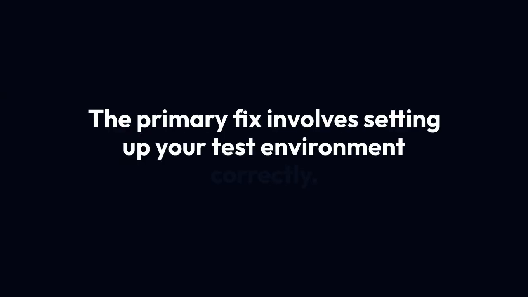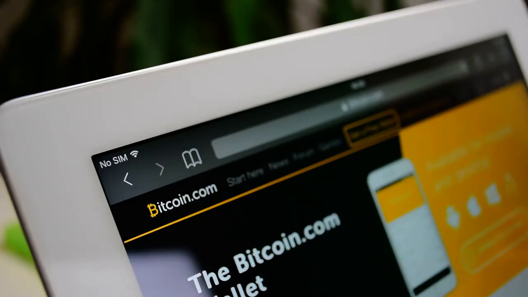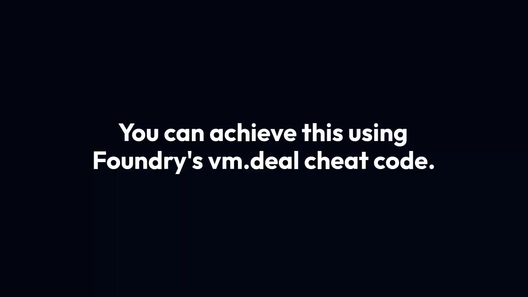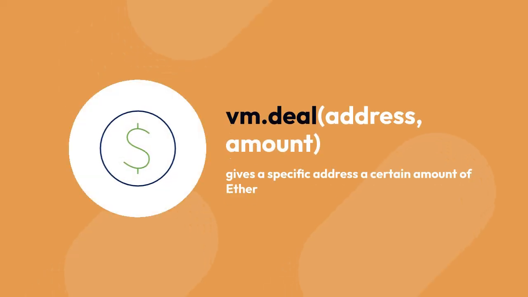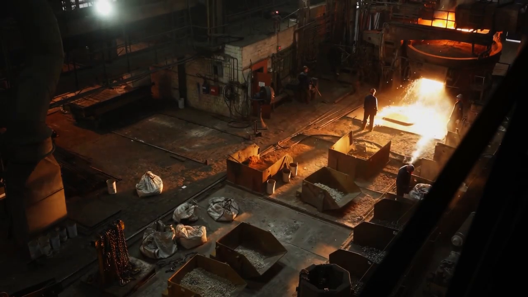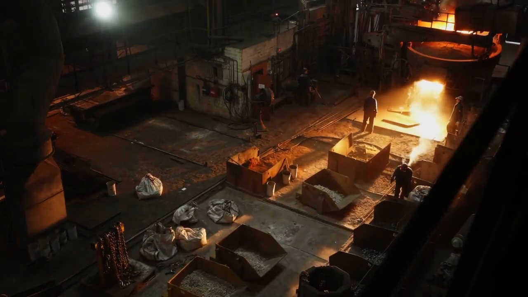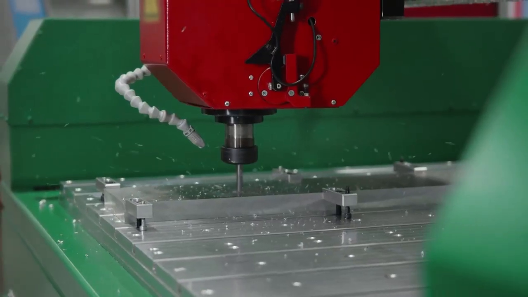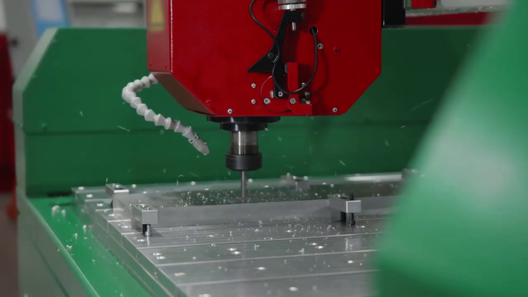Let's dive into the solutions. The primary fix involves setting up your test environment correctly. Point number 1. Ensure the msg.sender has enough tokens. You can achieve this using Foundry's vm.deal cheat code. vm.deal(address, amount) gives a specific address a certain amount of Ether. For ERC20 tokens, you typically need to mint or transfer tokens to the test sender first.